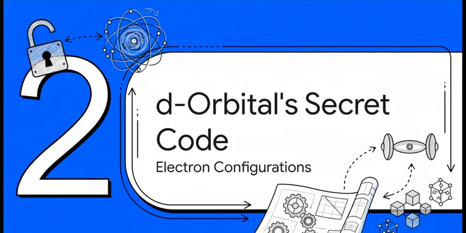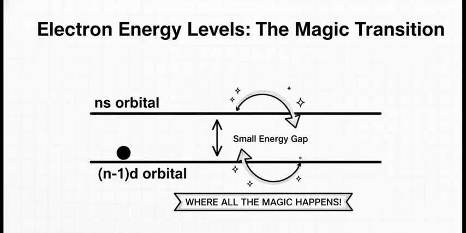Well, to figure that out, we need to crack the code of their electron configurations. This is like the blueprint for everything they do. And here's the secret sauce. You see the ns orbital? That's the outermost shell. But the (n-1)d orbital, the one right before it, is super close in energy. That tiny energy gap means electrons can jump back and forth pretty easily. And that's where all the magic happens.